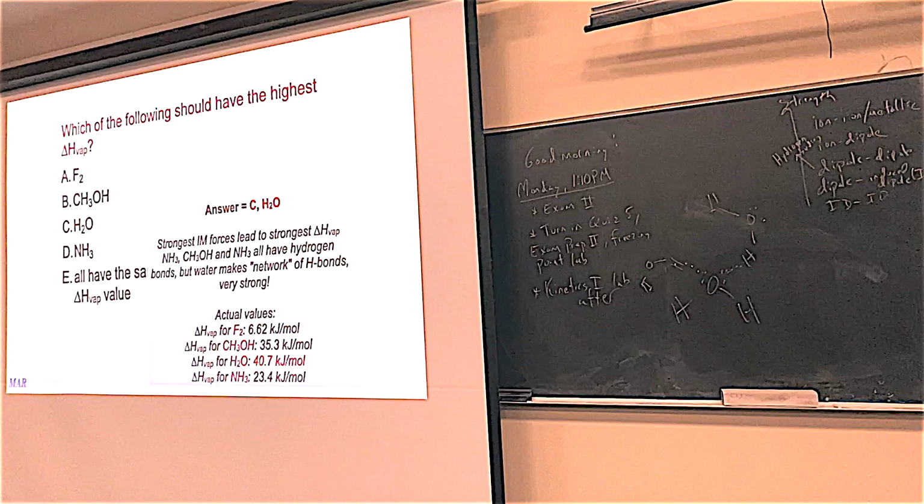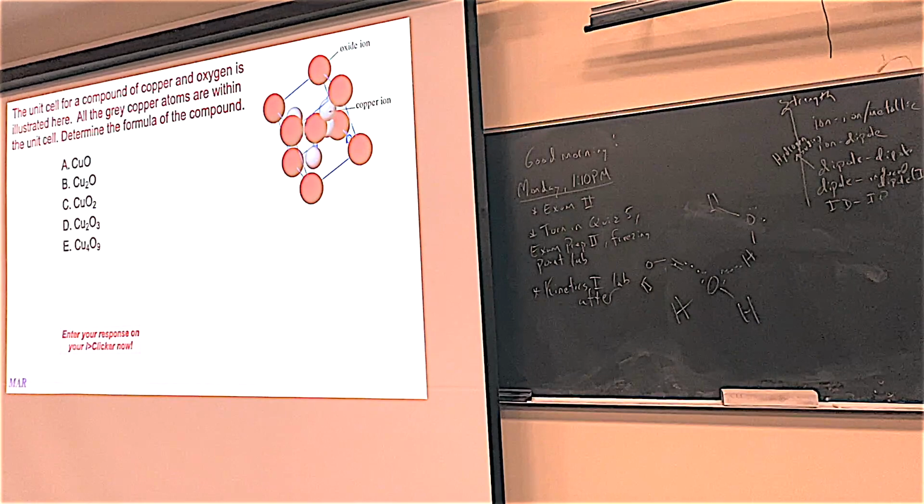Here's a problem where we're looking at a crystal structure. There's gray atoms and there's red atoms. There's a unit cell in blue. And the hint here is that all of the gray atoms are inside the cell. The red atoms are oxygen, and the gray atoms are copper.